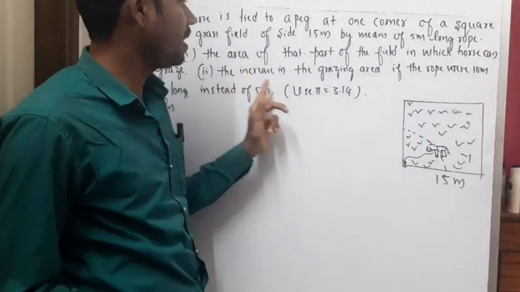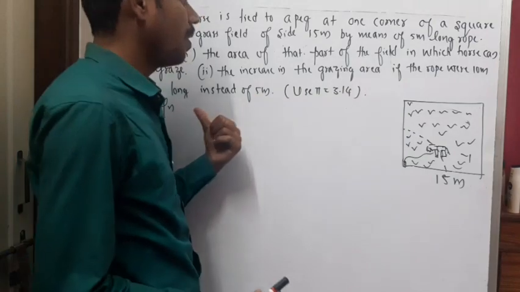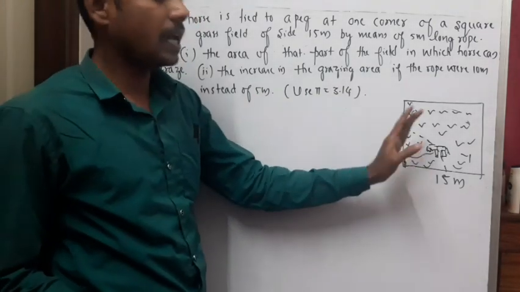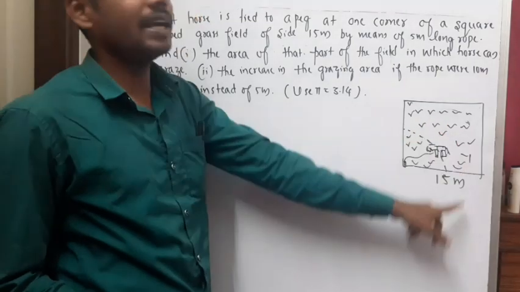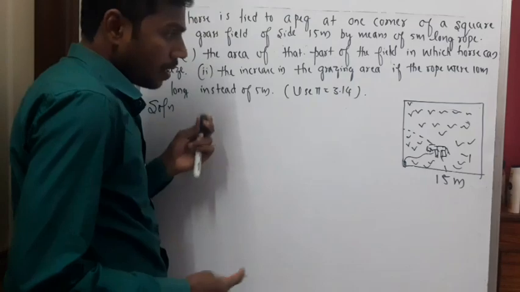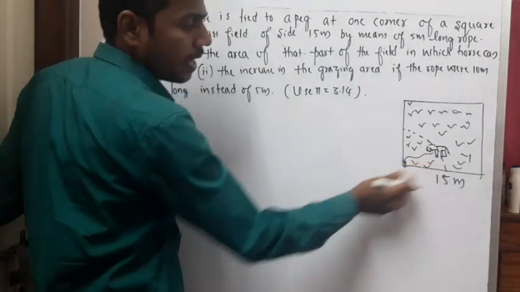And second one, the increase in the grazing area if the rope were 10-meter long instead of 5-meter. What is the increase in grazing area that we need to calculate? So now, how to find the area of the grazing field?